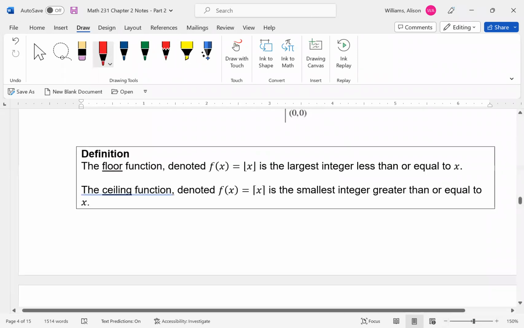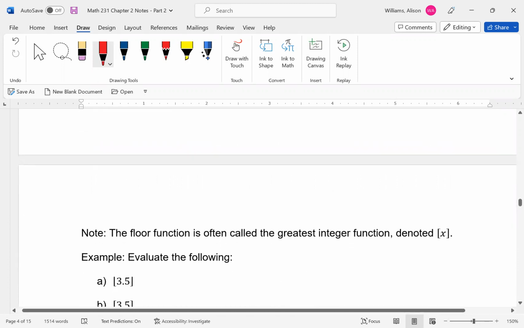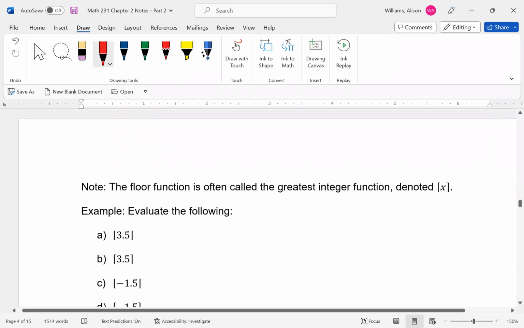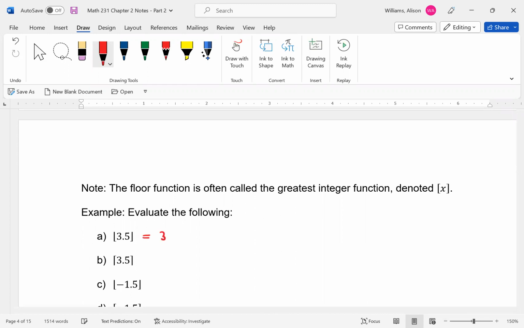Here, let me zoom out a smidge and let's look at some examples. So one is looking at the less than, one is looking at the greater than, but really what it's looking at is the integer that it's closest to. So this first one, A, is looking at the floor function for 3.5. So the integer that's closest to it, but smaller than the number, is 3. For 3.5, the ceiling, the integer that's closest to this number, but bigger, is 4.